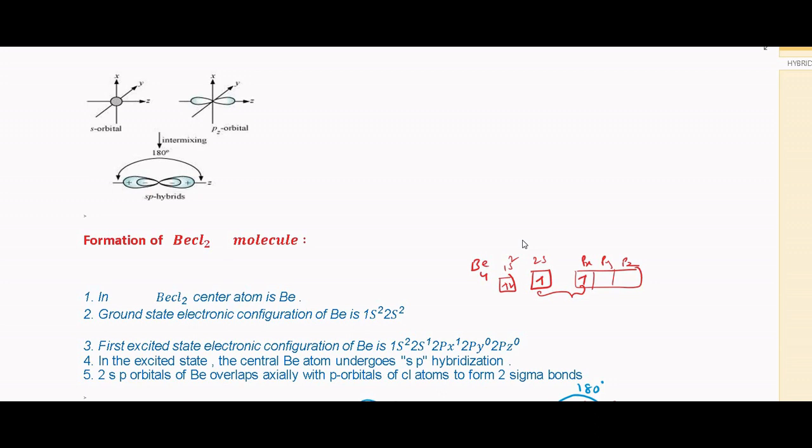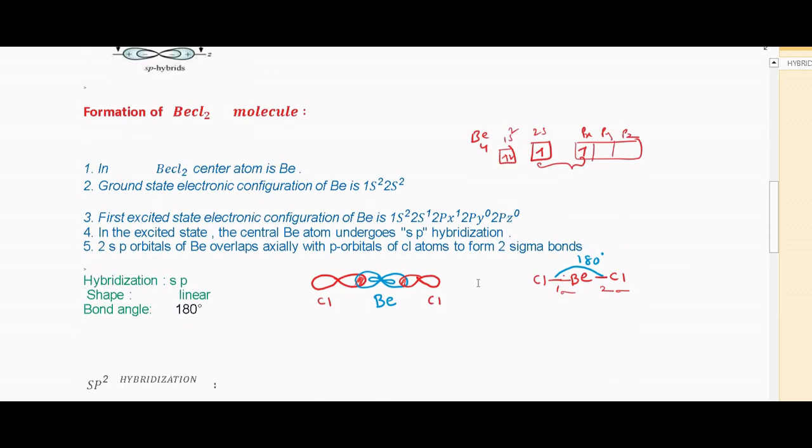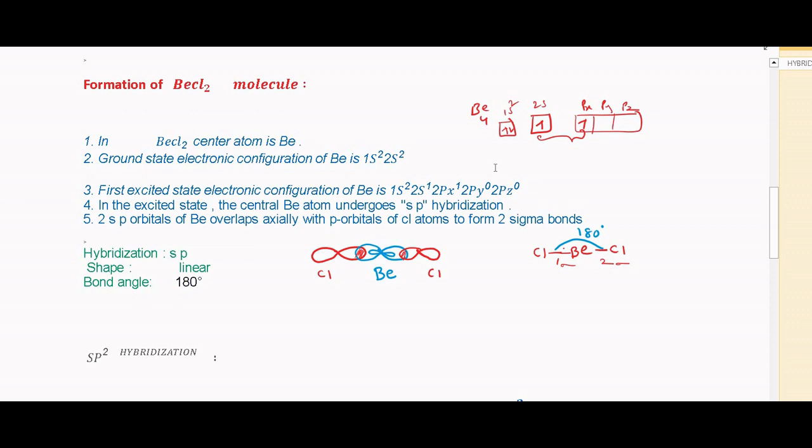For example, if we take beryllium chloride, the central atom is beryllium. Electron configuration is 1s2, 2s2. In the first excited state, what happened? The electron from the s orbital shifted to the p orbital. How many unpaired electrons are there here? 1, 2. One is in the s orbital, another in the p orbital. So these two orbitals participate in sp hybridization.